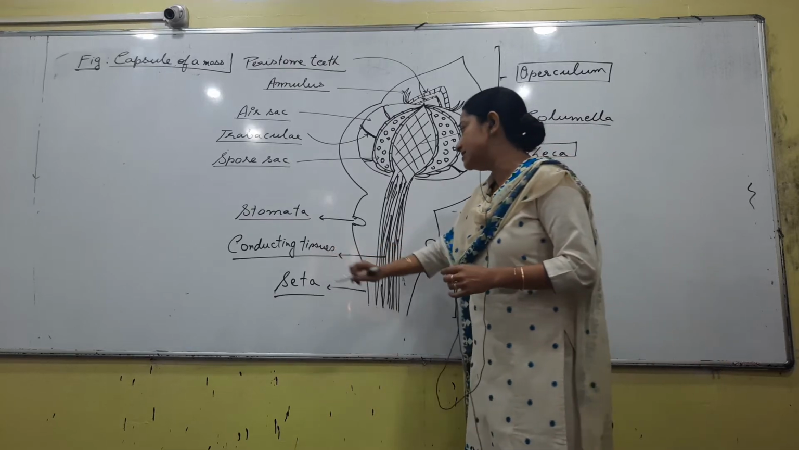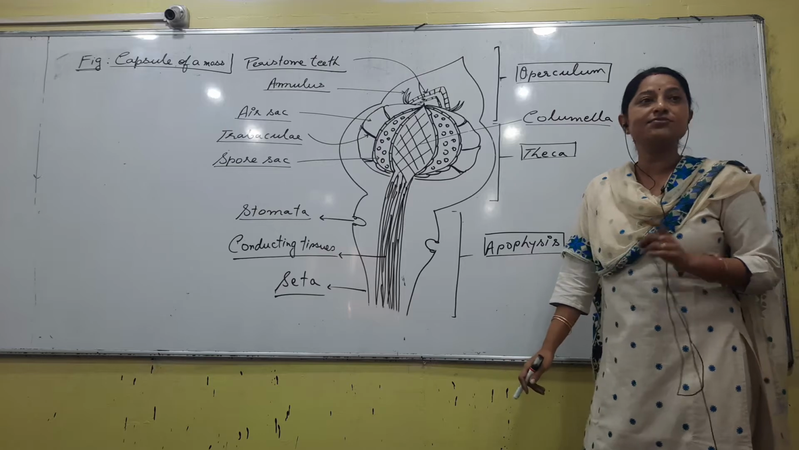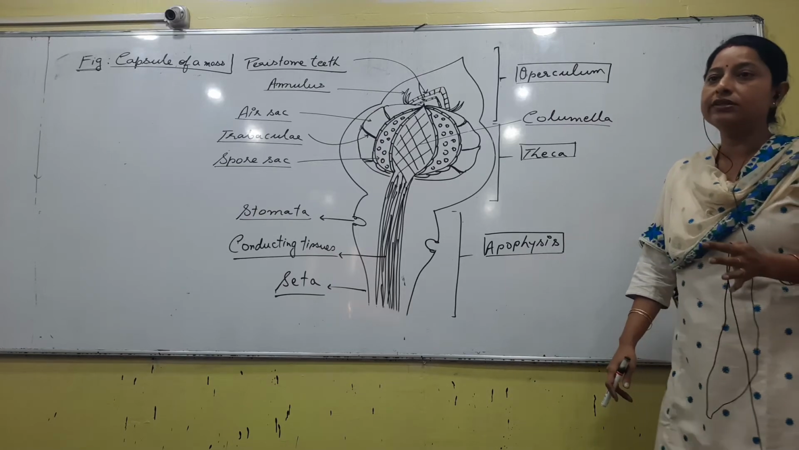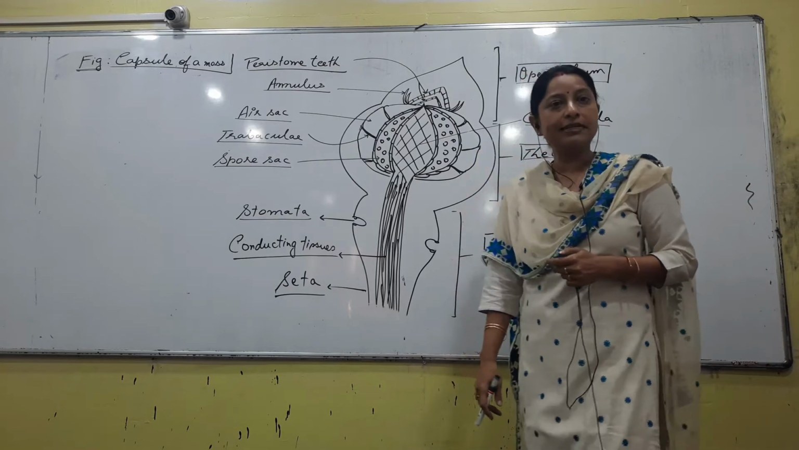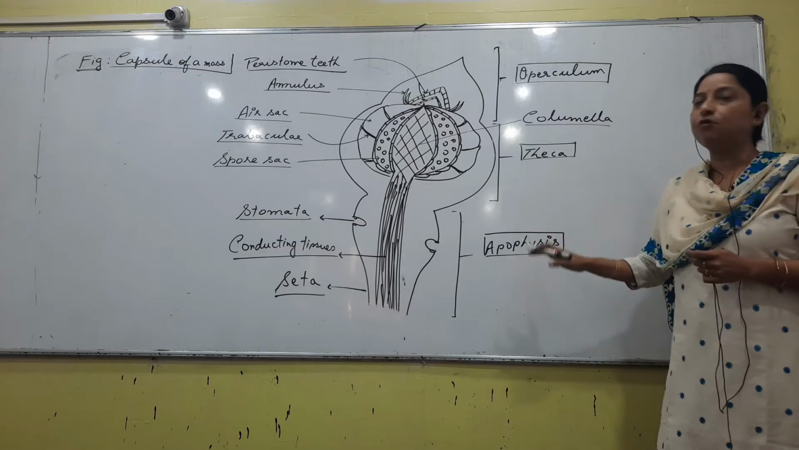So in the seta we will see certain conducting tissues, plus we have stomata. A question has been asked: are stomata found in the moss capsule? Yes, stomata are found in the moss capsule. Second point: where exactly can you find the stomata? The stomata are found in the area called apophysis, right? So these are the points that you have to remember.